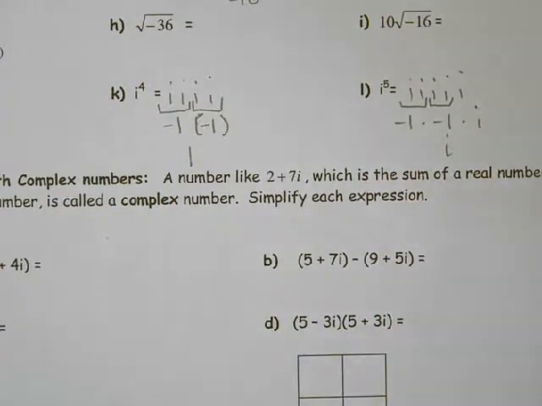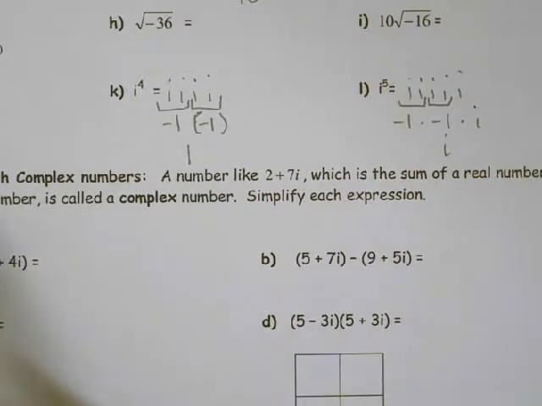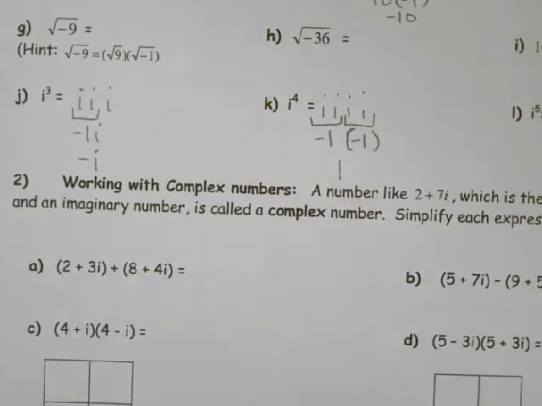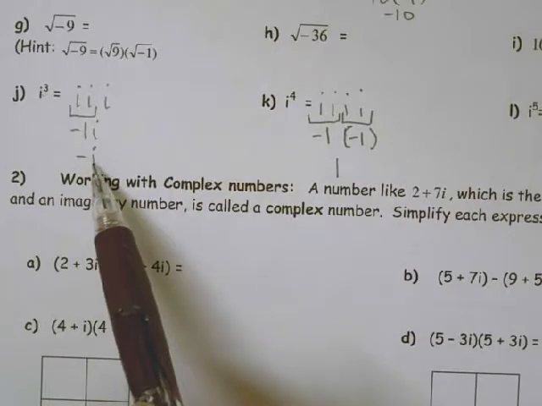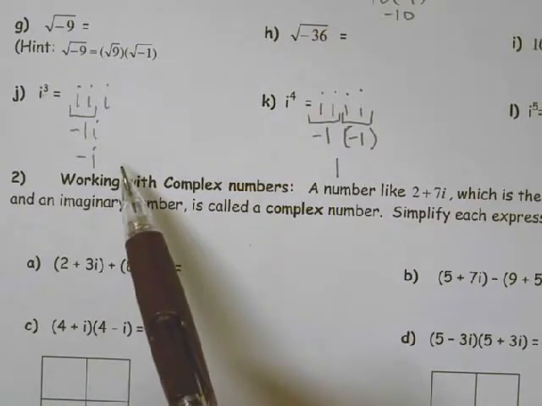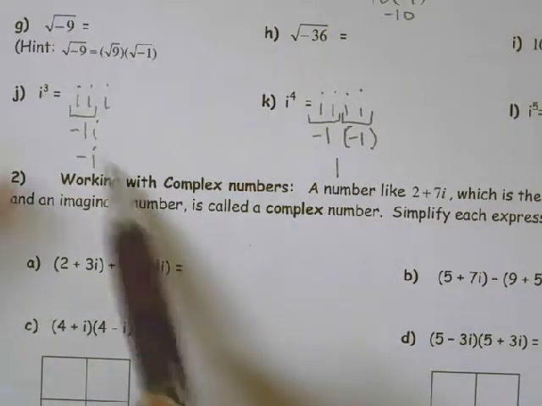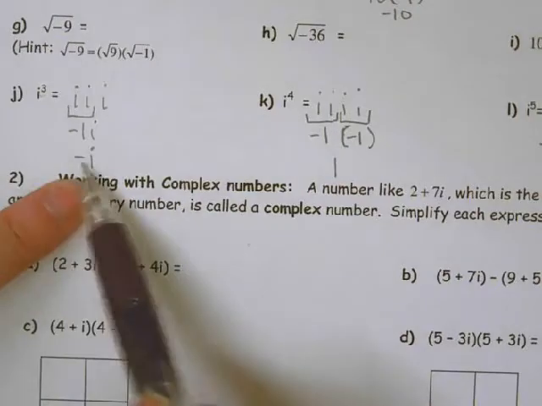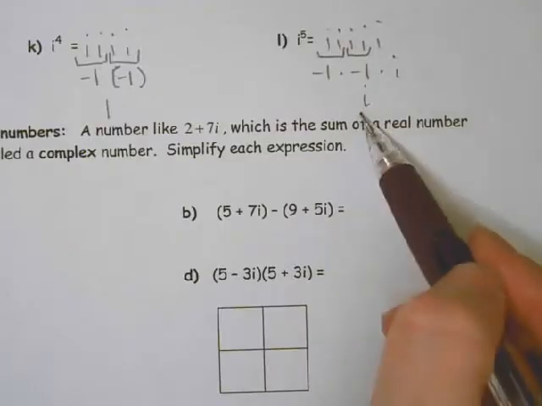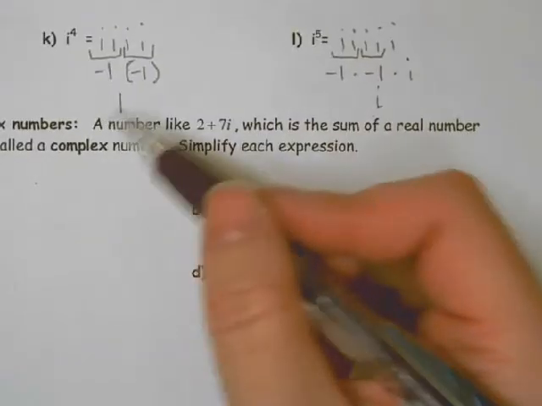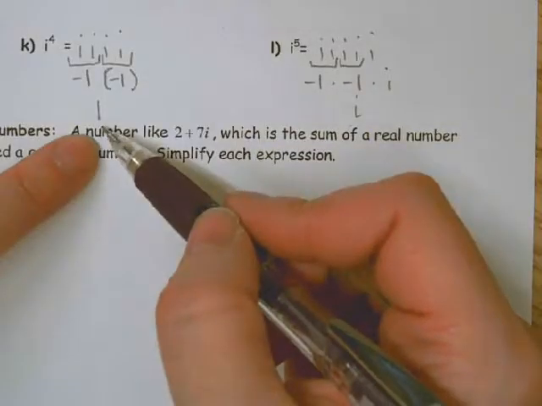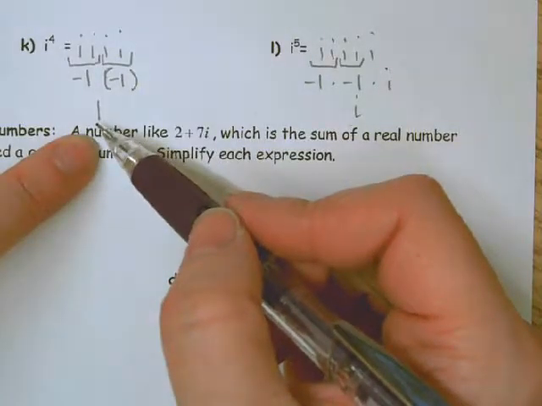So the odd exponents are going to switch between being i and negative i and i. For the odd exponents, the evens are going to switch back and forth between being negative 1 and positive 1.